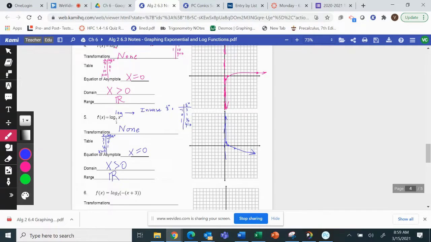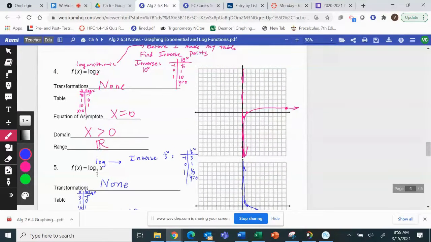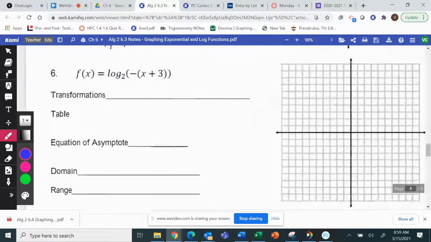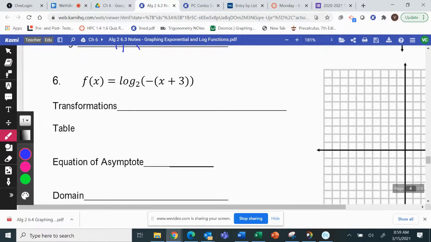When she said that, she's really talking about the inverse. The pink one, the inverse was growth. And then the blue one, the inverse was decay. So that's why it looks different, because growth and decay look different. Good job. All right. Log base 2 of negative parenthesis x plus 3.